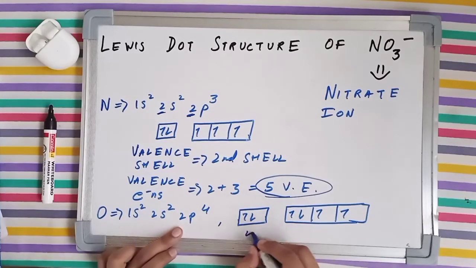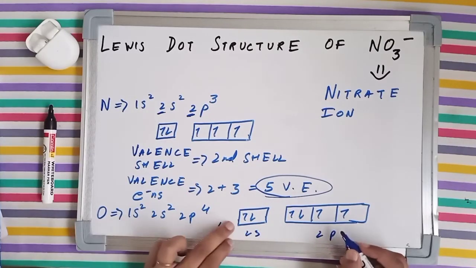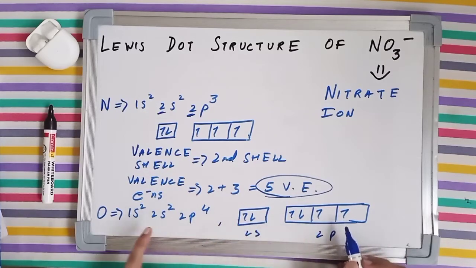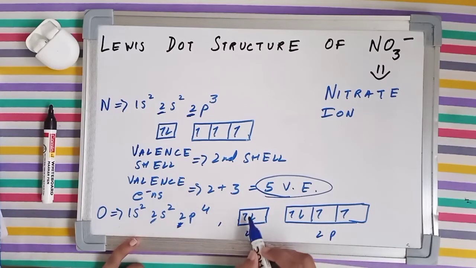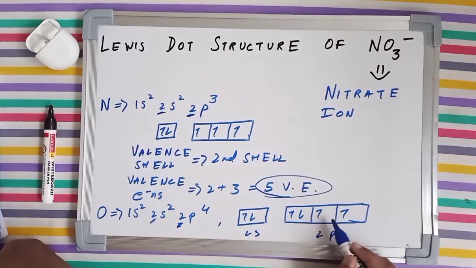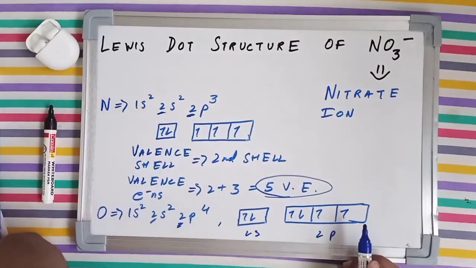Now talking about oxygen, its electronic configuration is 1s2, 2s2, 2p4. I've written the orbital diagrams 2s and 2p. 2s is having 2 electrons whereas 2p is having 4 electrons. Its valence shell is the second shell having valence electrons 2 plus 4, 1 2 3 4 5 6 valence electrons, and you've got 2 unpaired electrons, which means it will make 2 single bonds.